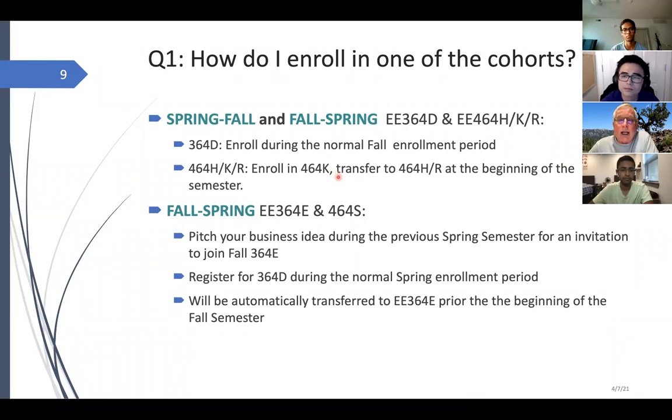And even though you enrolled in 464K, we will transfer you to H or R at the beginning of the fall semester. And so once again, you sign up for 464K next spring, or if you're in the fall-spring section with me, you will transfer into 464 just before the beginning of the fall semester.